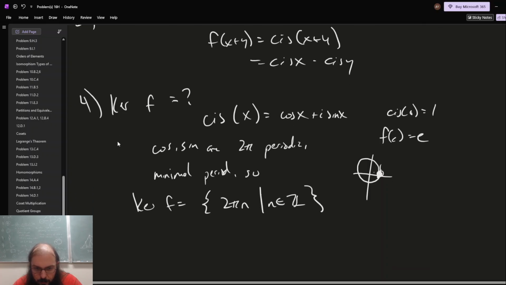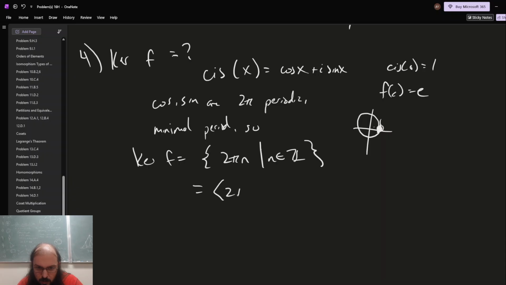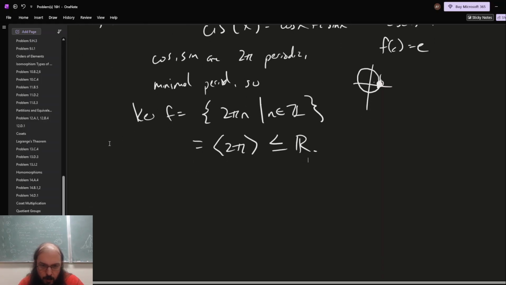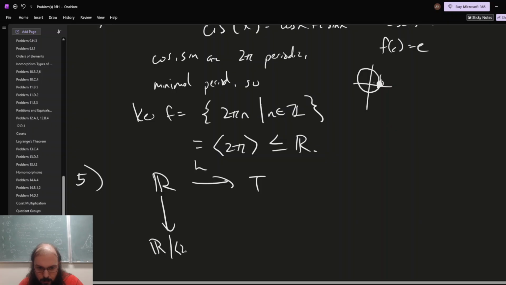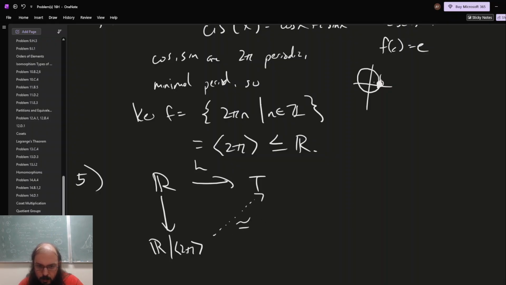All right. Pinter uses the notation 2 pi Z for this, as a subgroup of R. That's fine too. Okay, so therefore, by the fundamental homomorphism theorem, there is a typo in Pinter, but that's fine. By the fundamental homomorphism theorem, I have R to T via this map h. The kernel is 2 pi Z. So we get an isomorphism from R mod 2 pi Z to T. And we see that T is isomorphic to R mod 2 pi Z. Okay.